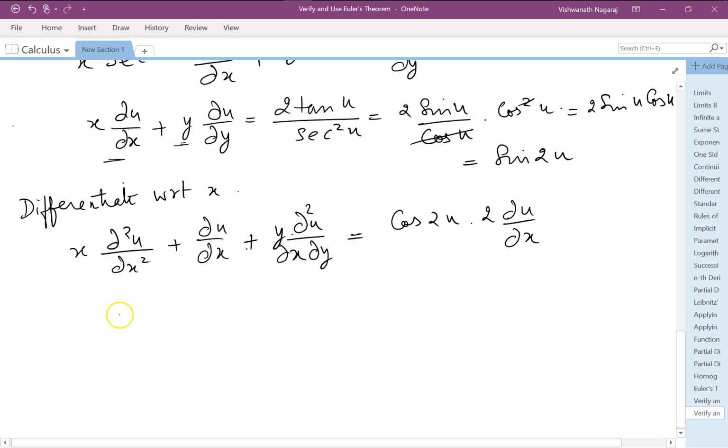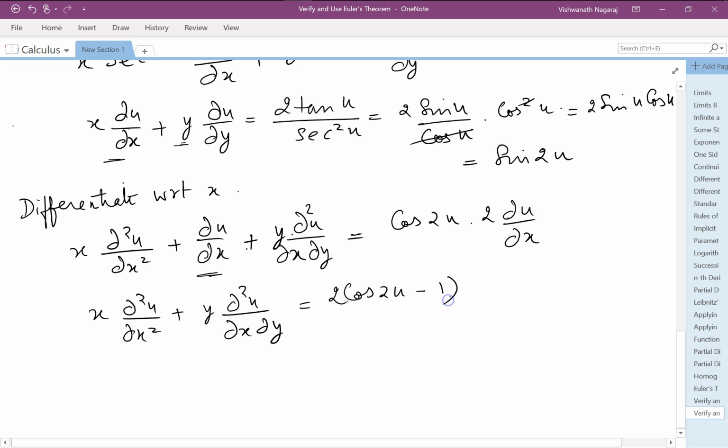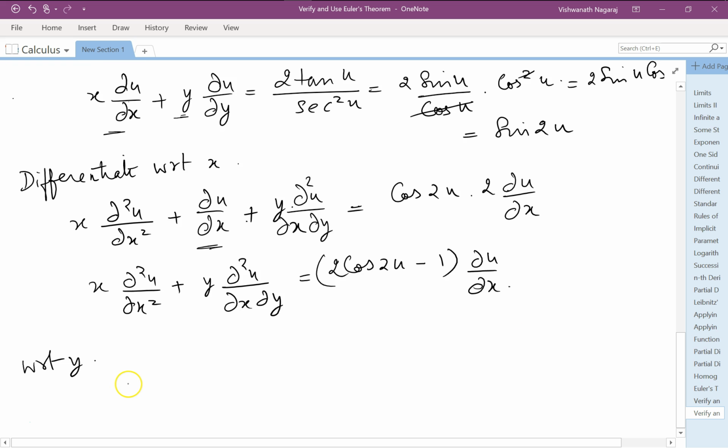Now, let's see: x times dou square u by dou x square plus y dou square u by dou x dou y is equal to 2 cos 2u times dou u by dou x. Now we bring it to the right hand side, and we take out dou u by dou x common, so we are left with 2 cos 2u minus 1 dou u by dou x, differentiate with respect to y.